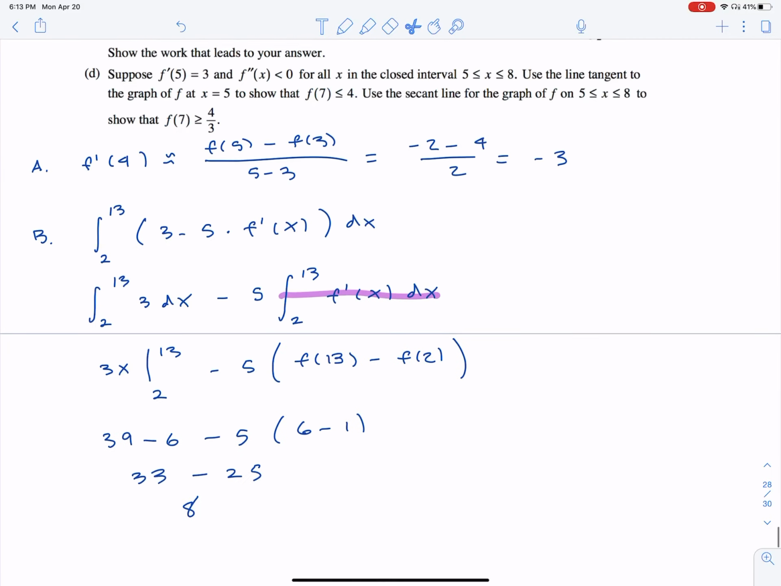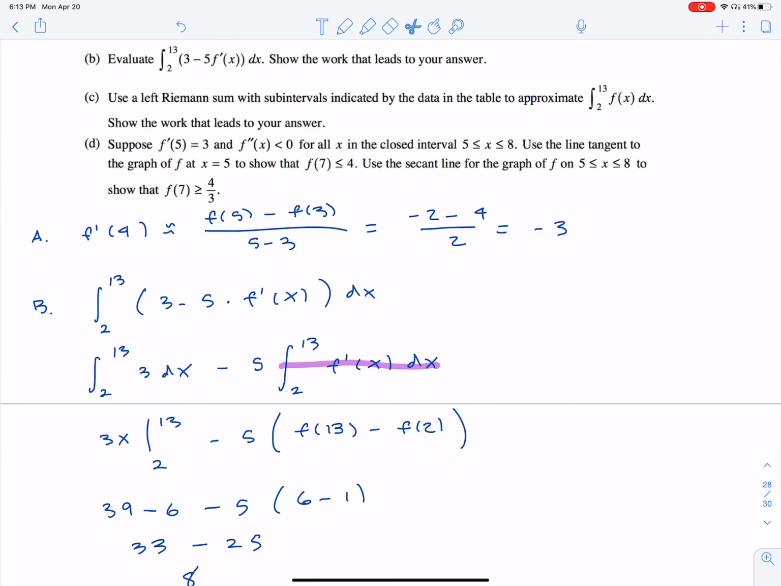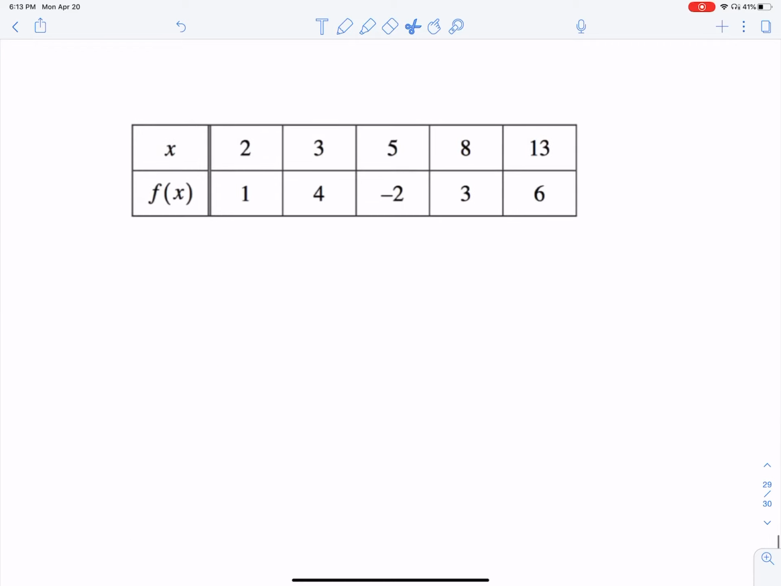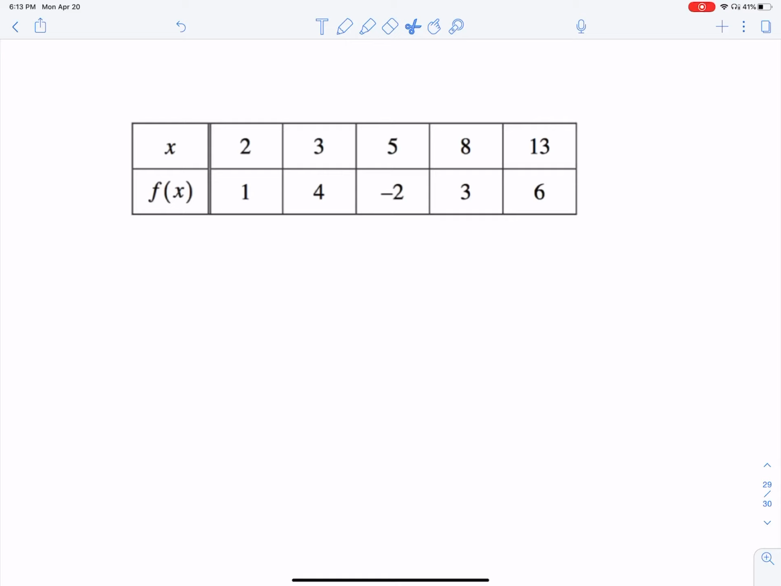Okay, so for letter C, we're supposed to use a Riemann sum with subintervals indicated by the data on the table to approximate the integral from 2 to 13 of f of x dx. Okay, and of course we're going to show our work. So we want to figure out what this is. And I'm using the data in the table to approximate. I'm using left-hand side Riemann sum. So remember what that means is I'm using left-hand side rectangles. Okay, so let's go and do that.